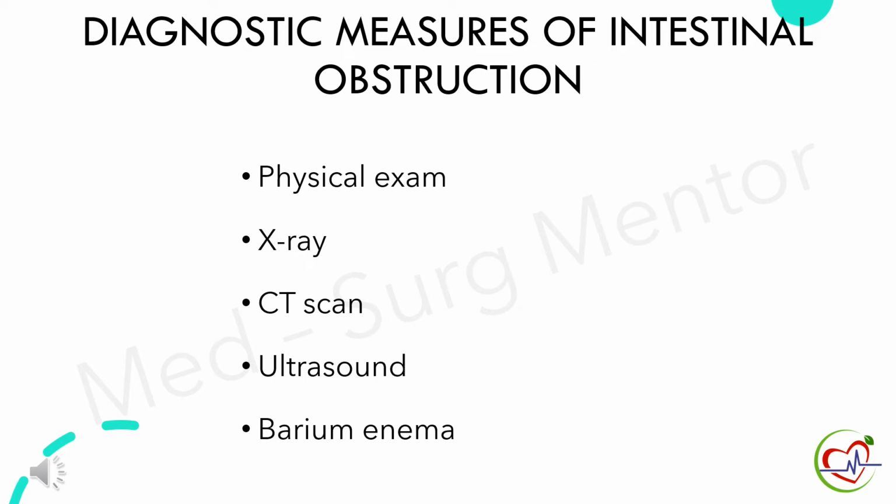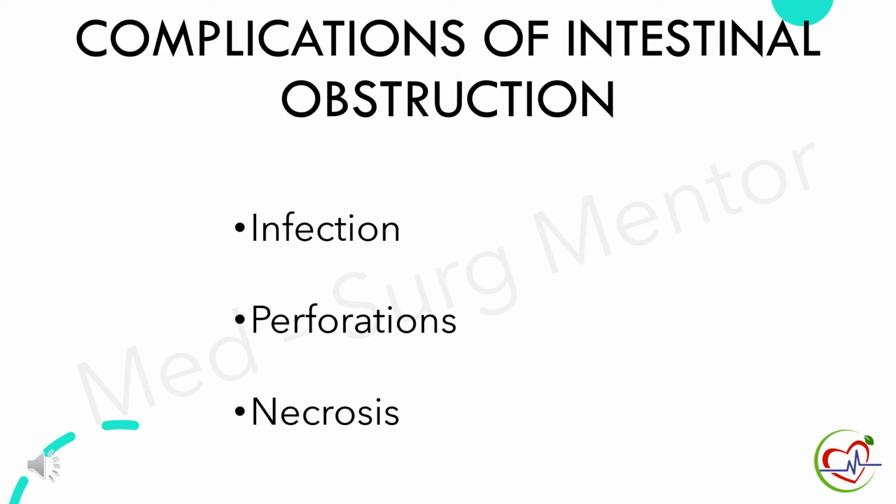Diagnostic measures done to rule out intestinal obstruction are physical examination, X-ray, CT scan, ultrasound, and barium enema. Commonly seen complications of intestinal obstruction are infection, perforations, and necrosis.